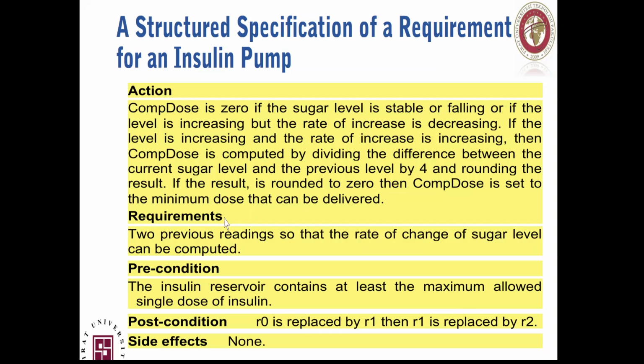Requirements. What kind of requirements do we have? 2 previous readings. Without these 2 previous readings, we cannot compute the dose. We cannot monitor the rate of the change. Okay. And preconditions, what kind of preconditions do we need to have?